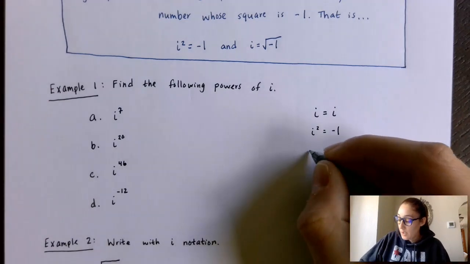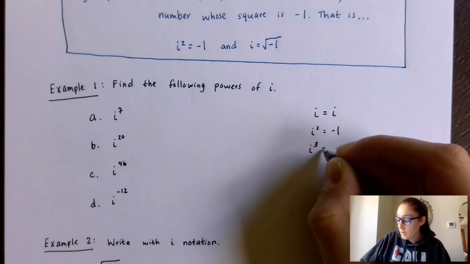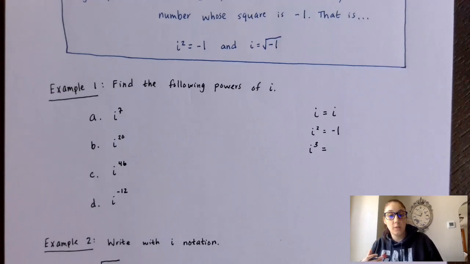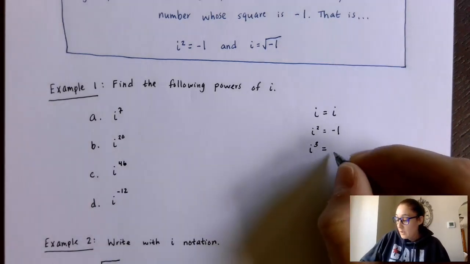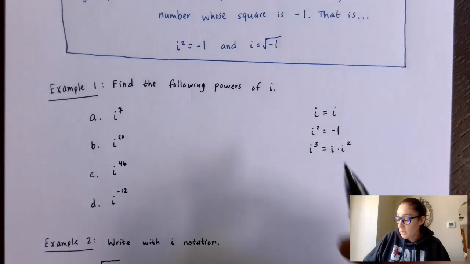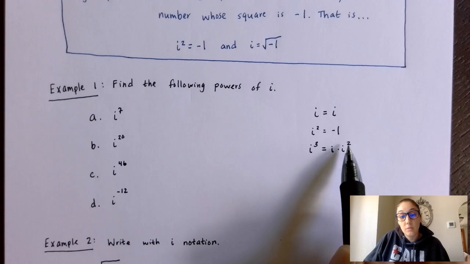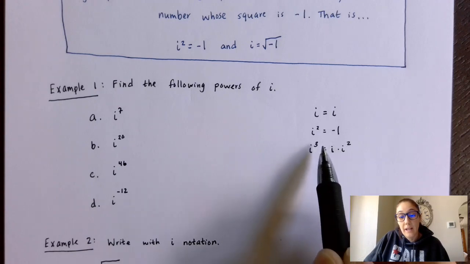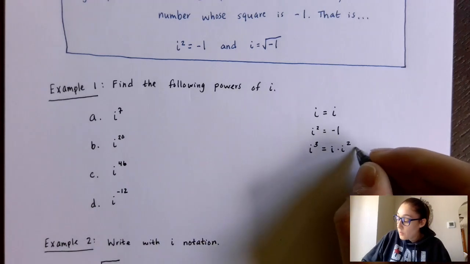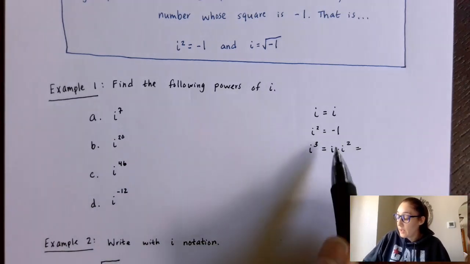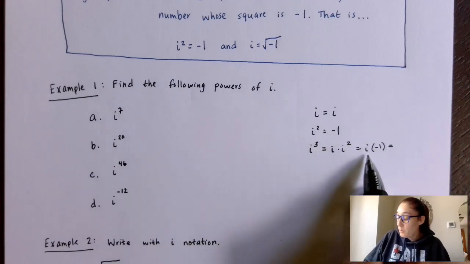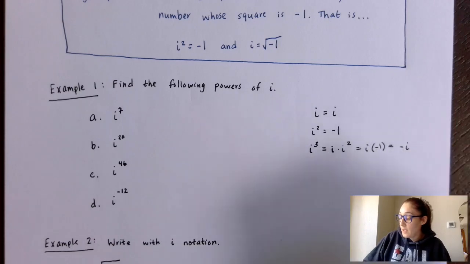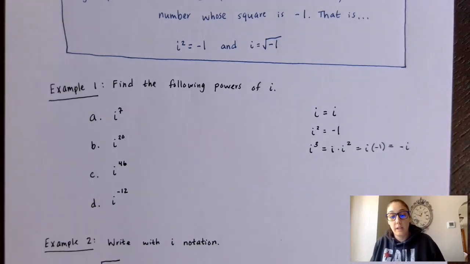All right, now i cubed. The exponents still work the same as what we've been doing. i cubed could be rewritten as i times i squared, because the exponent here is 1 and the exponent here is 2, and we know that when we multiply like bases, we add, so 1 plus 2 is 3. By breaking it down this way, we can see that i is equal to i, and i squared is equal to negative 1. So when I multiply i times negative 1, I get negative i. So i cubed equals negative i.